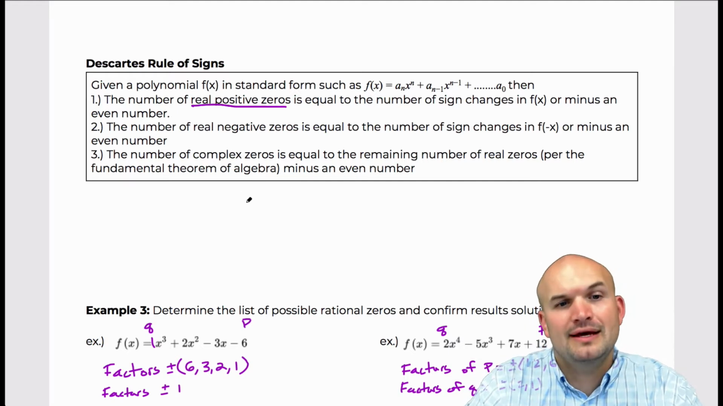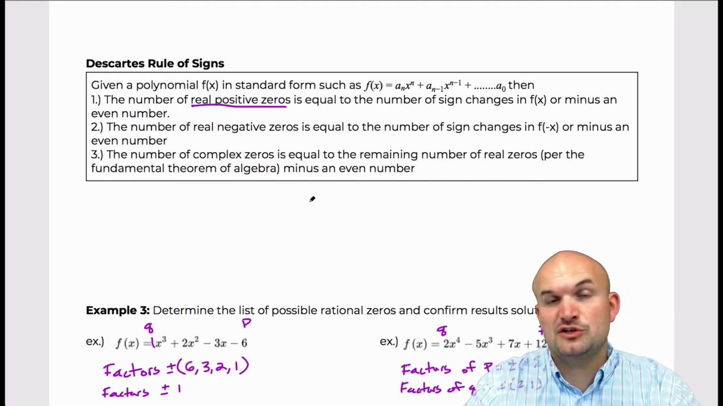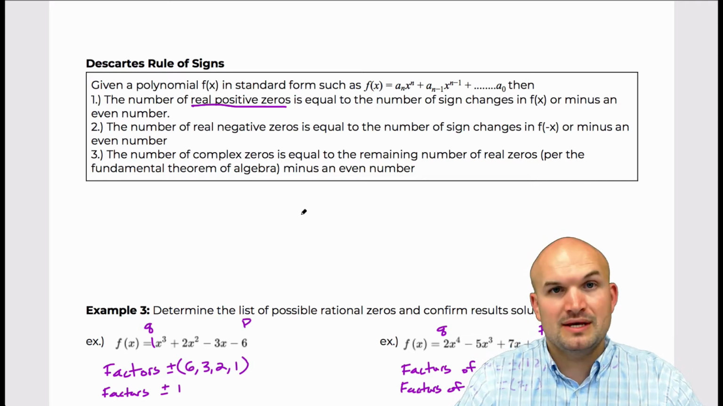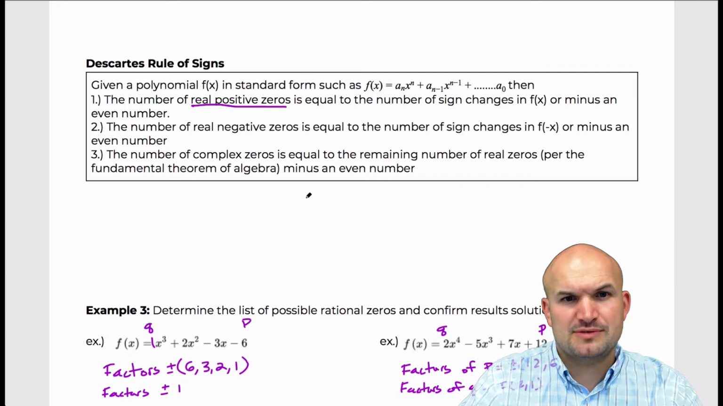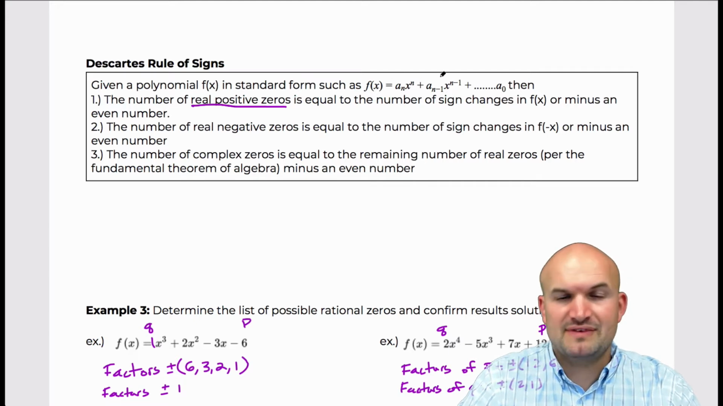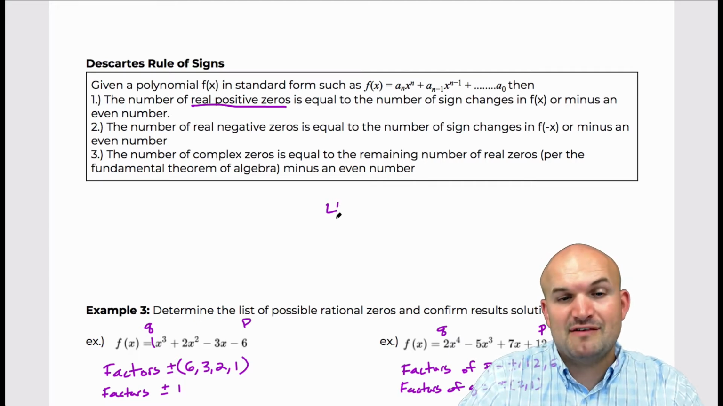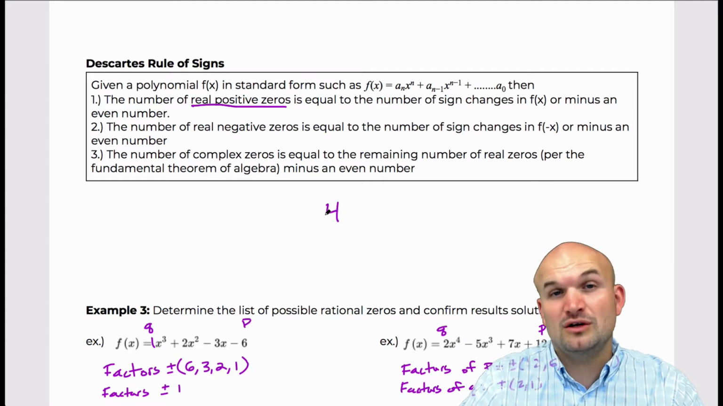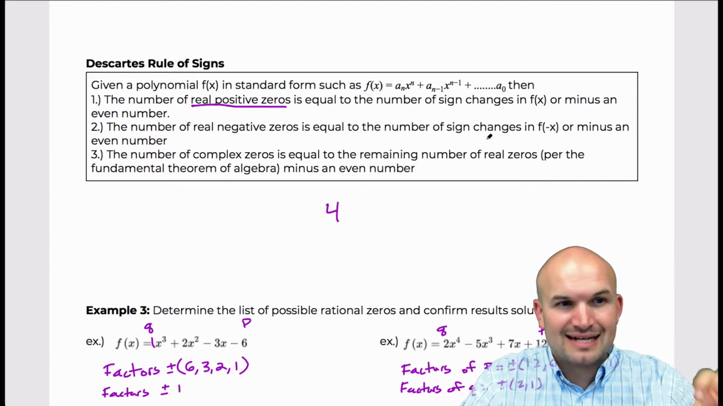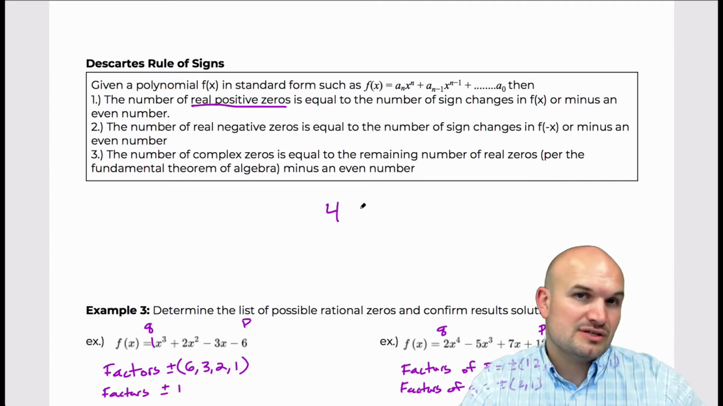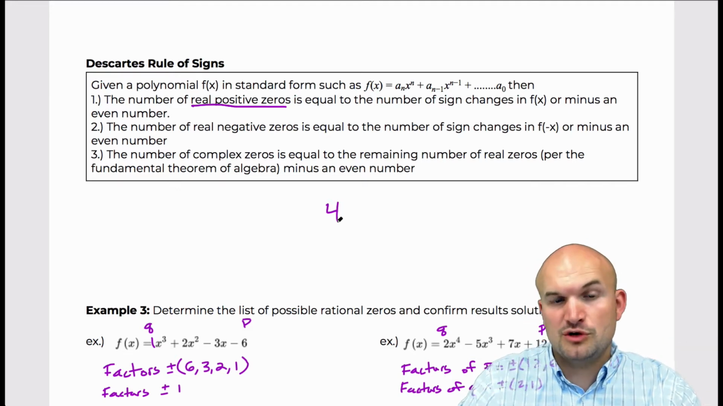So for example, let's say there are 4 sign changes, okay? I'm going to show you how this works. It goes from positive, negative, negative, positive. So that means you could have a possibility of 4 real positive zeros. But then it says subtract an even number. Usually the easiest one to work with is 2, so you could subtract 2.